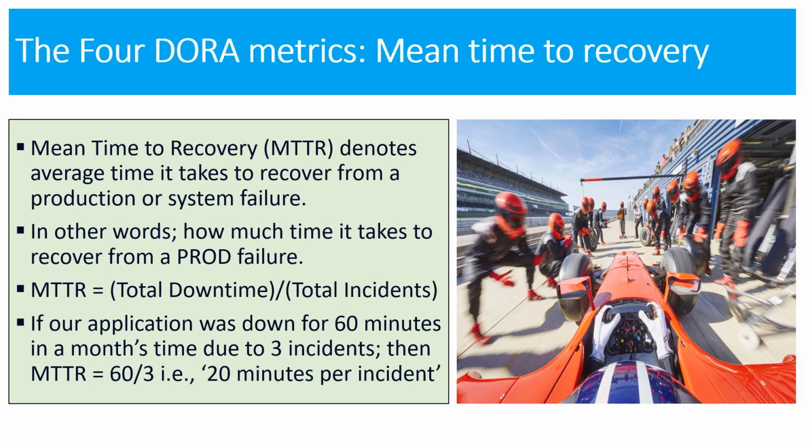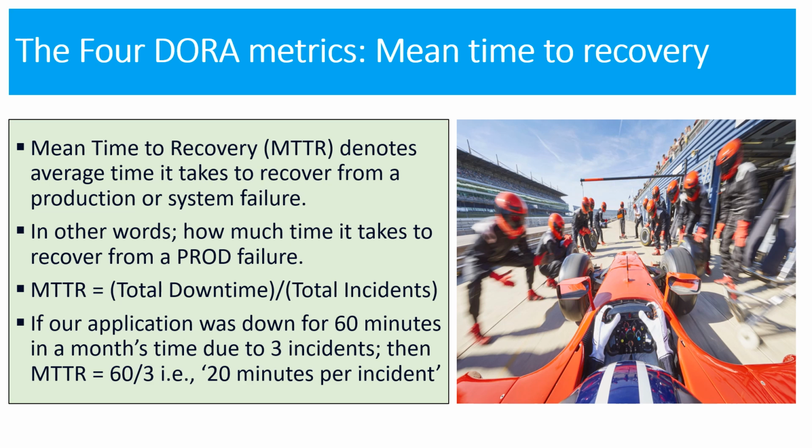The fourth one is mean time to recovery, which is also called MTTR in short. It denotes the average time it takes to recover from a production or system failure. In other words, how much time it takes to recover from a prod failure. And the formula goes something like this: MTTR is total downtime divided by total incidents which resulted in outages.